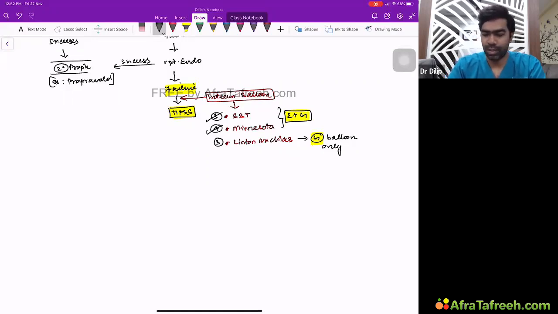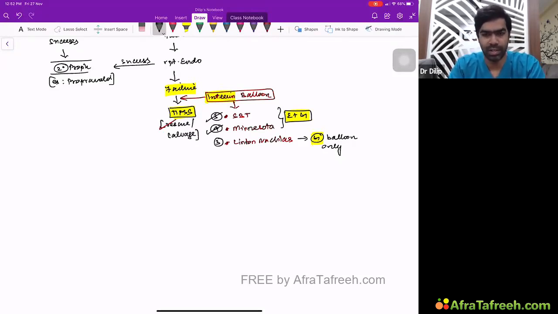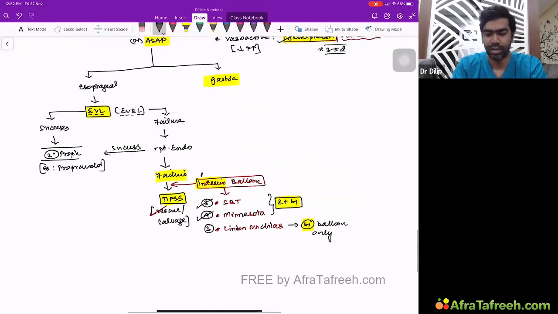So anyway, remember, balloon is only for the interim, which means till you take the patient for TIPS, you're going to give some tamponade effect to control the bleeding. This type of TIPS is referred to as rescue TIPS or salvage TIPS, because you have not done TIPS as a primary procedure here. You have done TIPS as a result of a failed endoscopy. You have tried endoscopy, it failed, so because of that you're going for TIPS. That's why it's called a salvage TIPS or a rescue TIPS. There is something called a preemptive TIPS, which is not needed for your level.